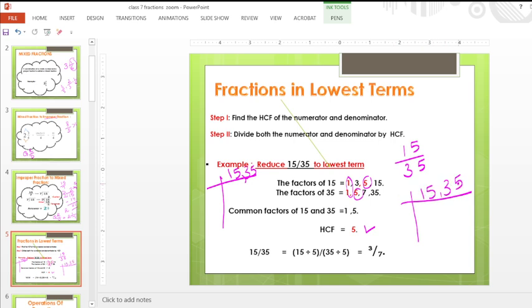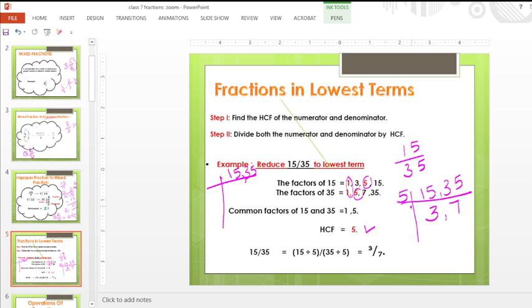So you just take a number which is common in both. Which number is common? Both numbers should divide by 5, right? And 5 is a prime number too. So 5 times 3 is 15, 5 times 7 is 35. Now, is there any other number which divides both? No, except 1. So therefore 5 is the HCF. So this way of finding HCF is much easier, right?